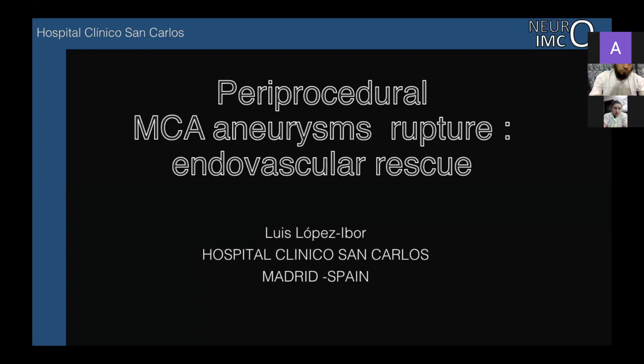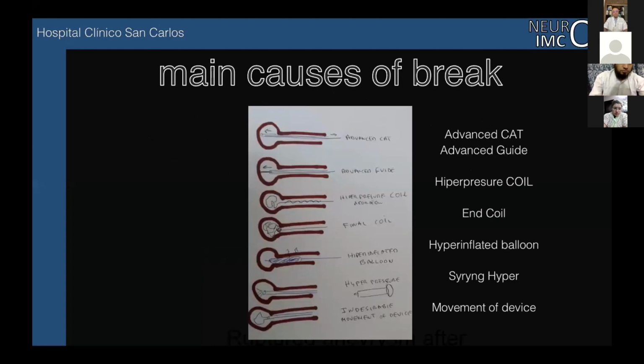One case is periprocedural rupture of the MCA artery after balloon technique. There are many ways to rupture an aneurysm. First is when you advance the catheter and you remove the guide wire. Sometimes the catheter advances to the fundus of the aneurysm and ruptures it. Also, advancing the guide is possible to rupture.